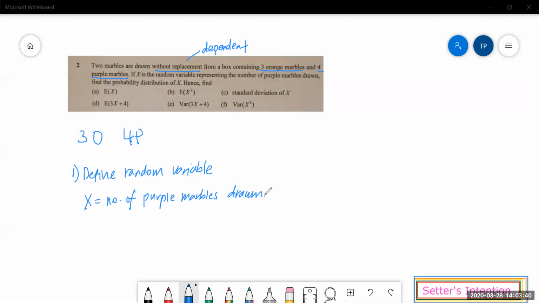Because on the question paper, the marker will not look at the question. The marker only looks at your solution. So even if inside the question they define what X is, the marker will not know. They only look at your solution.